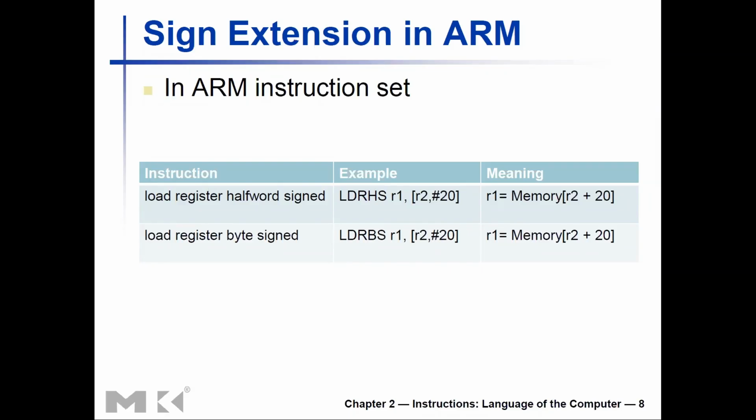R2 contains the base address, as we discussed in the previous session or the previous tutorial. R2 contains the base address, and we are going to get data which is 20 bytes away from this base address in R2. So that is what you mean by this R2 hash 20. That is R2 plus 20.